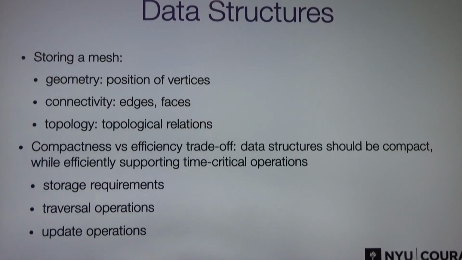Of course, the most straightforward way of storing a mesh is to encode the geometry, connectivity and topology separately, right? People typically face the challenge of trading compactness versus efficiency, because on the one hand data structures should be compact, obviously, to not occupy too much space, and at the same time they should support the time critical operations such as mesh smoothing, refinement, coarsening and so forth.